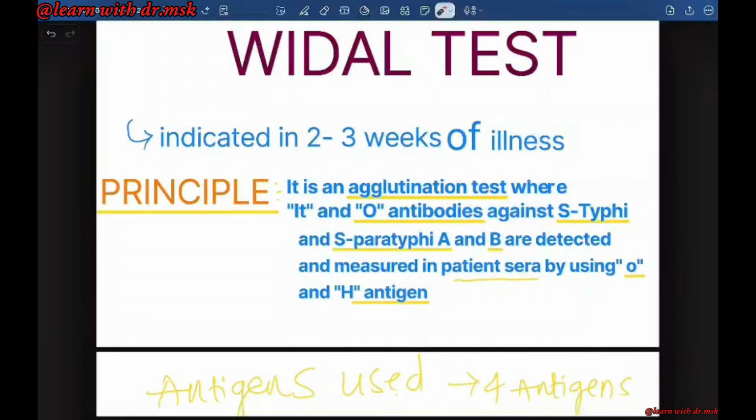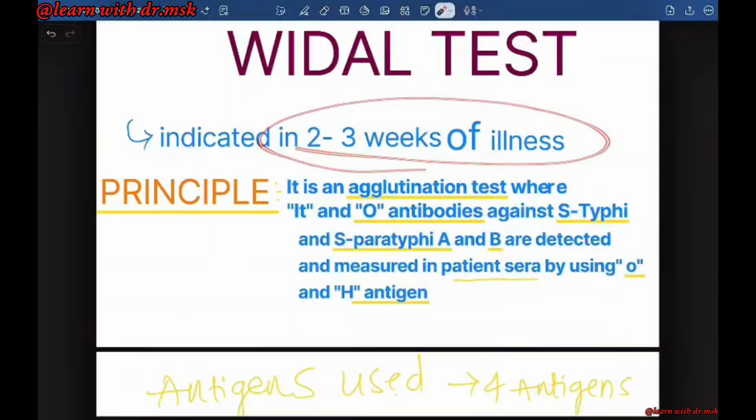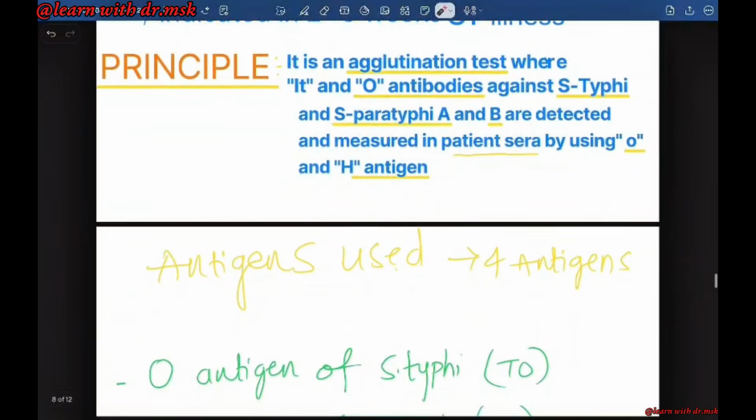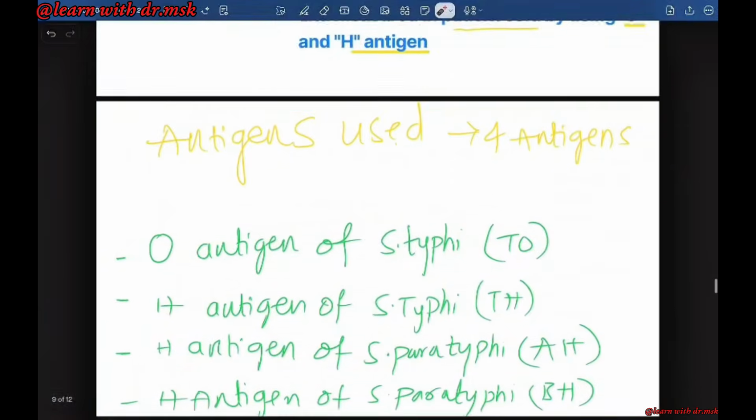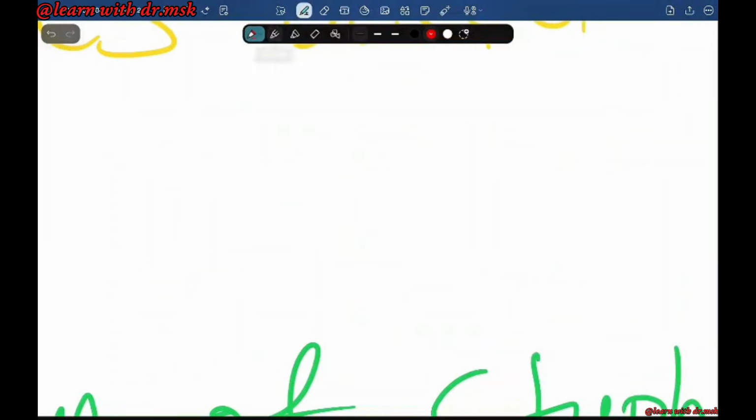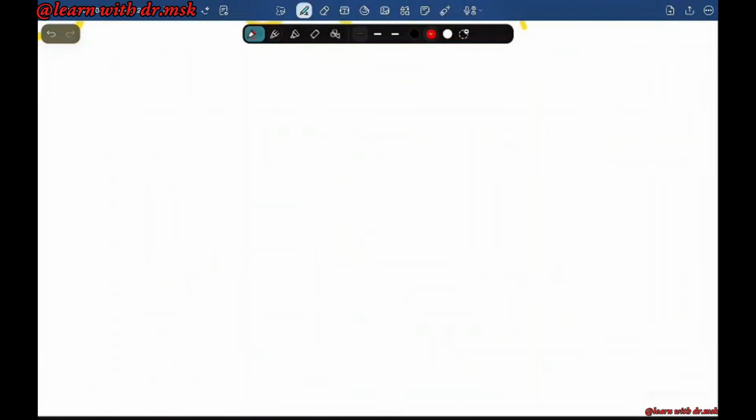Okay, one of the most important questions, sir: what is the Widal test? When we do the serology test, it is done in the 2nd to 3rd week of illness. Sir, what is the principle? You can learn it directly. I will explain it simply. Just remember the thumb rules.